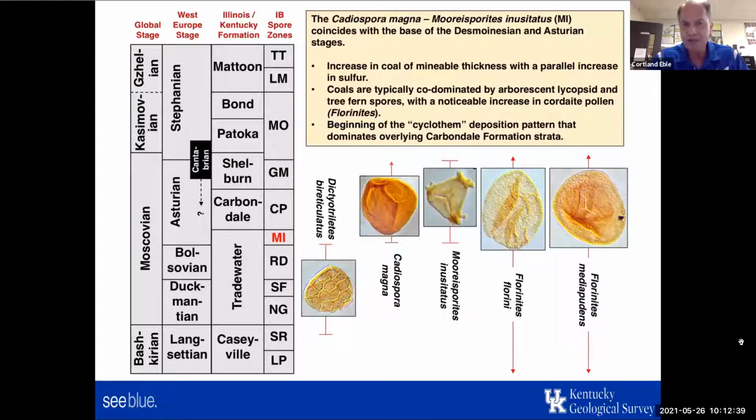Here we see an increase in coal of mineable thickness again, but here we're starting to pick up an increase in sulfur. What I typically describe coals of the late Trade Water as being commonly high in sulfur and occasionally low, whereas the coals in the Block coal interval of the underlying RD assemblage, they're commonly low in sulfur but occasionally high. And this is where we start to see the beginning of what we call a cyclothem deposition pattern that expands and dominates overlying Carboniferous strata.